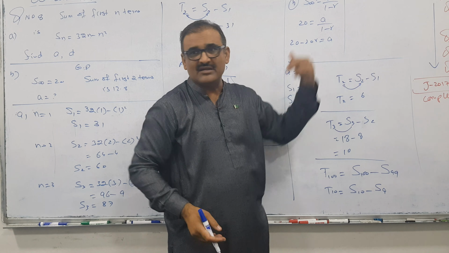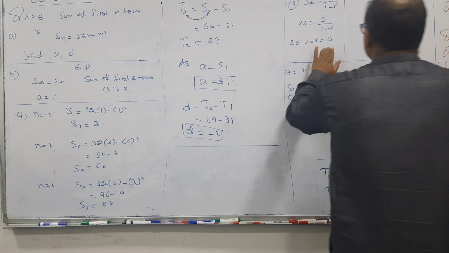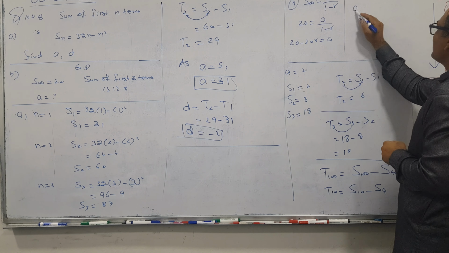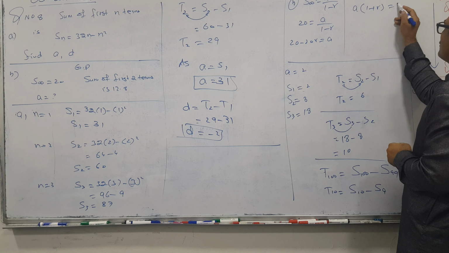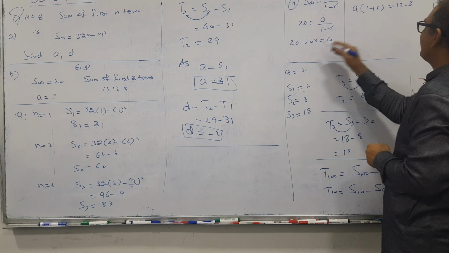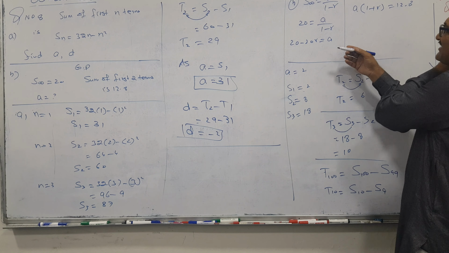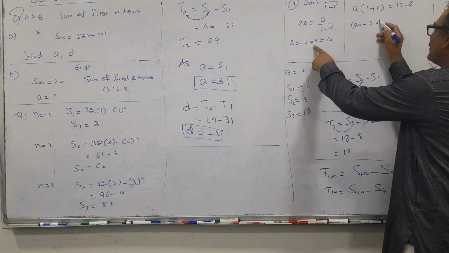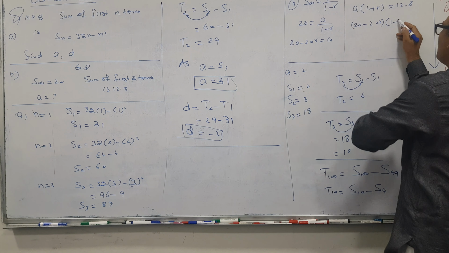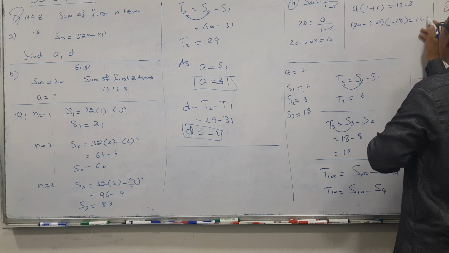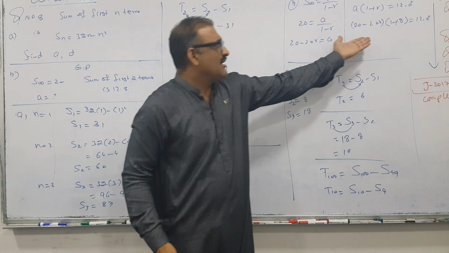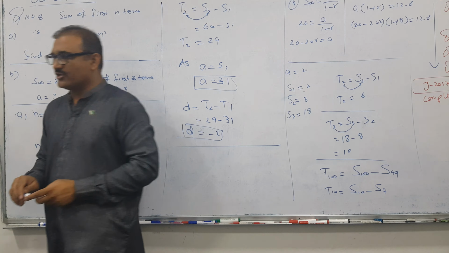Can I solve them simultaneously? Why not? Can I put this A value here? If A is common out first from here, or better, this one, A(1 plus R) equals 12.8. I can replace the value even. This value put there, so I got 20 minus 20R in the place of A, times 1 plus R equal to 12.8. Can you solve them simultaneously easily? Just multiply and get the answer. I think this part is your job, okay?